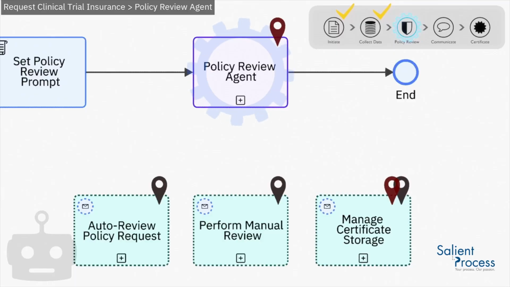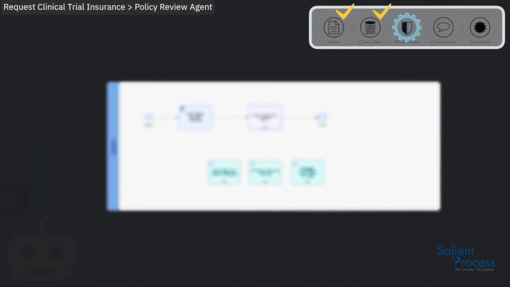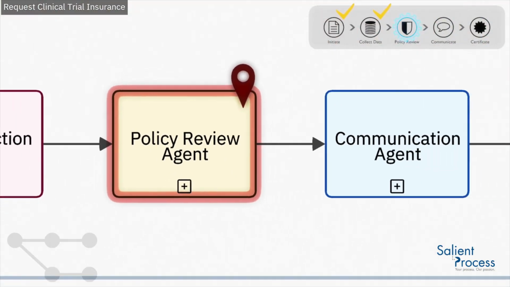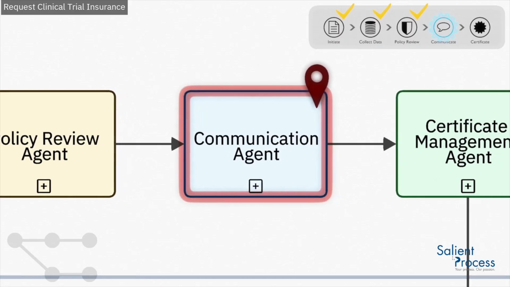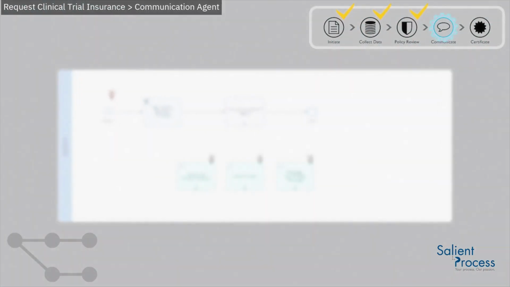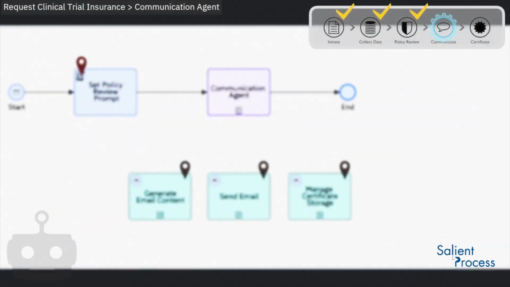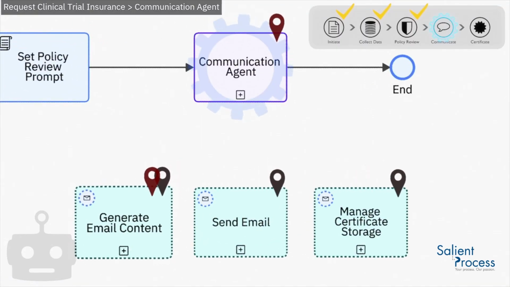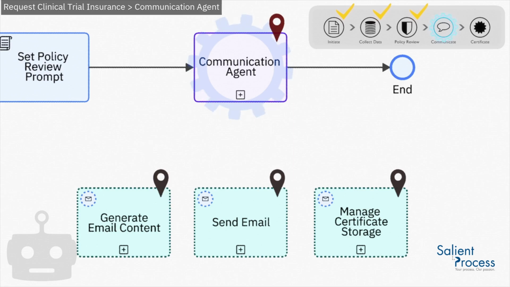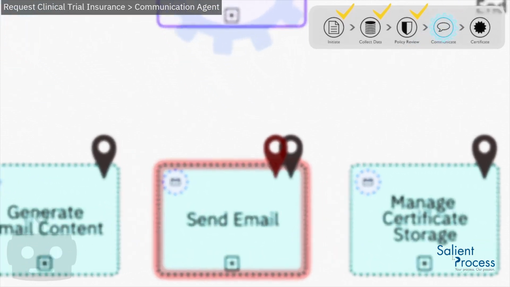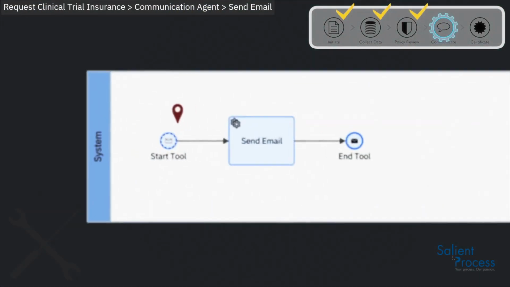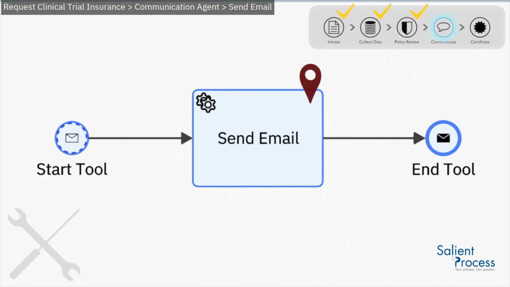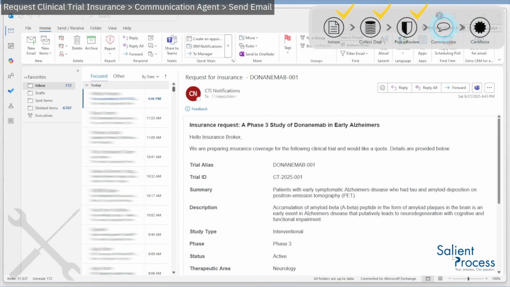I'm going to go back up now from the policy review agent and go to the communication agent. This is where we communicate with the insurance provider. Okay. I mean, we can keep going. You can recognize the same pattern used over and over again because we liked it because it was okay. But here, the first one is going to generate the email content to the insurance provider. The next one is going to send the email. This just happens to show you the email that was sent here.